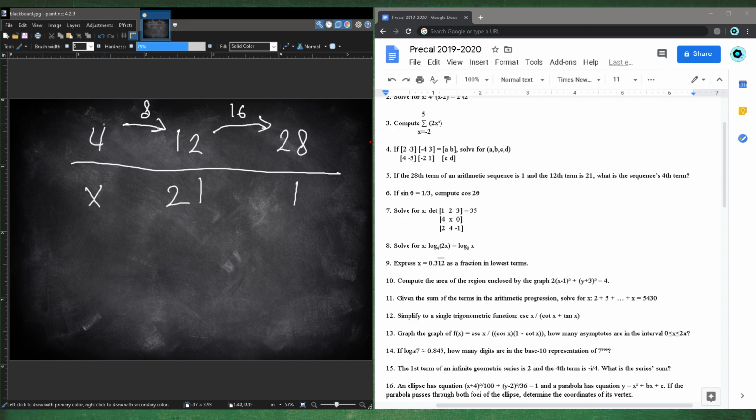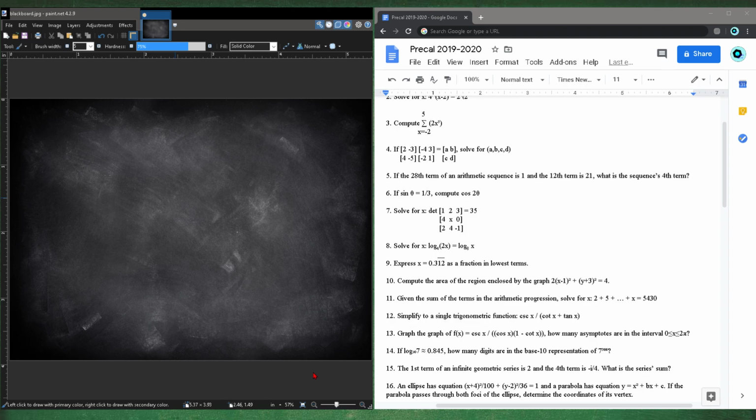So if we're moving half the amount of terms, that means we're subtracting half the amount of differences. So from 21 to 1, we subtract 20. Since we're going half, instead of minus 20, we're subtracting half of that, so minus 10. So x minus 10 is equal to 21, so x is equal to 31, right? 10 plus 21 is 31. And that's your answer for number 5. Okay, should be pretty simple.